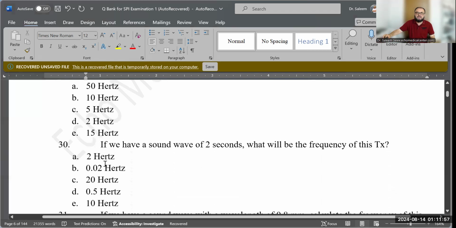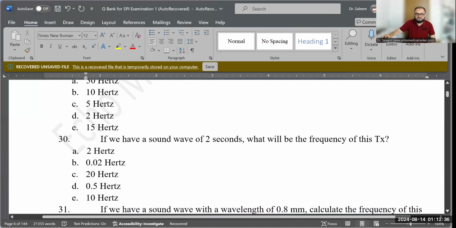Okay, it says, if we have a sound wave of 2 seconds, what will be the frequency for this transducer? So again, these are the options: 2 hertz, 0.02 hertz, 20 hertz, 0.5 hertz, and 10 hertz. What do you think? So you have 2 seconds. Same formula, correct? We're going to use frequency is equal to 1 divided by T. You are absolutely right, because 1 divided by 2 will give you 0.5, and that is the answer, D. And then, of course, because it's a second, our unit for the frequency will be hertz. Absolutely correct answer.